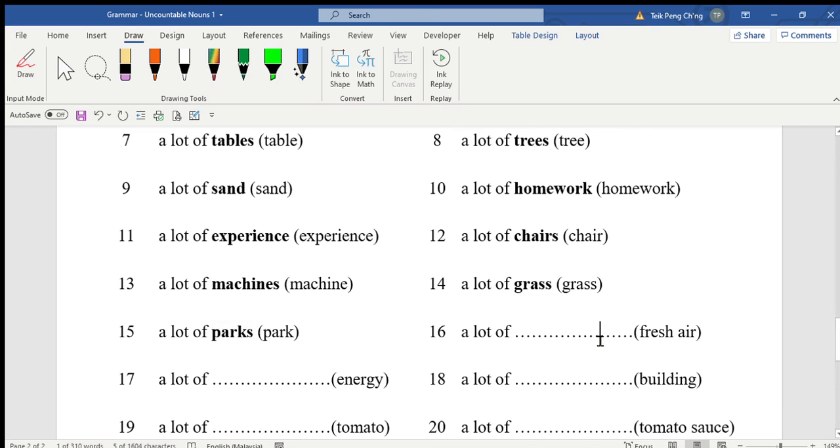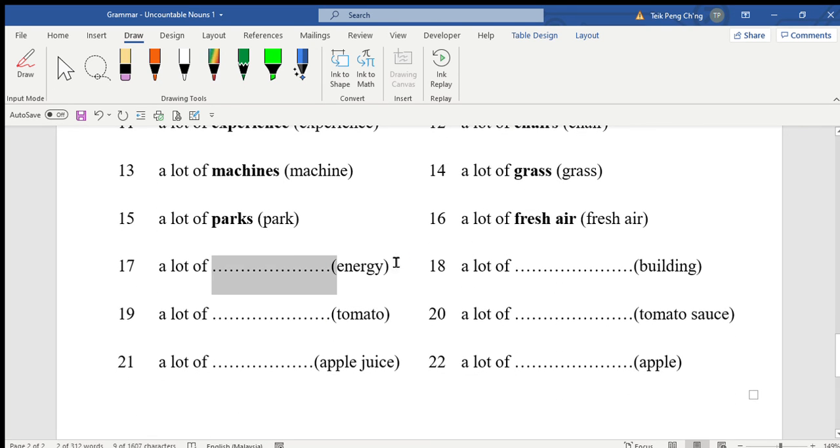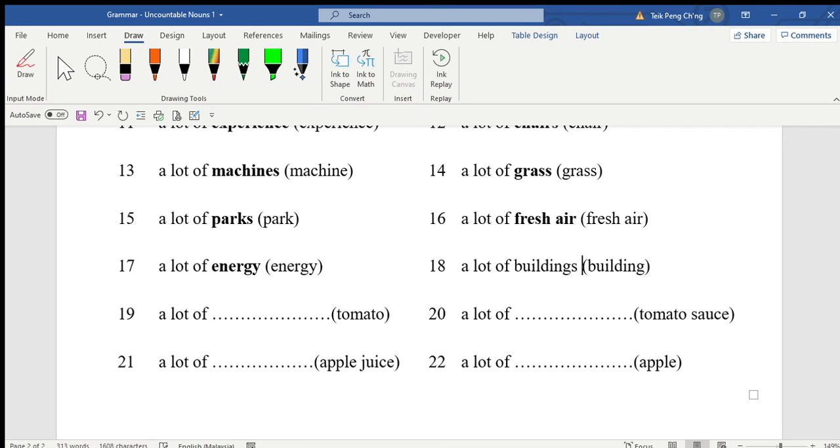16. A lot of fresh air. 17, a lot of energy. Okay. 18, a lot of buildings. Bangunan, a lot of buildings. Ada S sebab dia countable. 19, a lot of tomatoes. You put ES at the back.